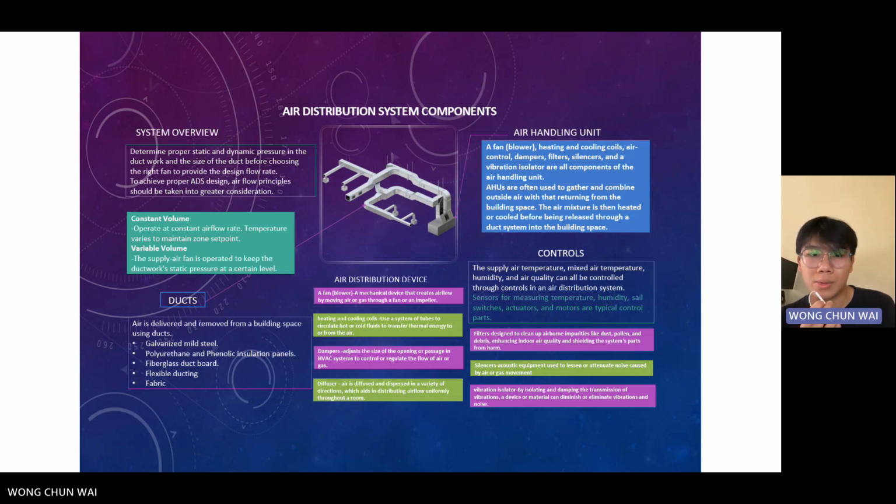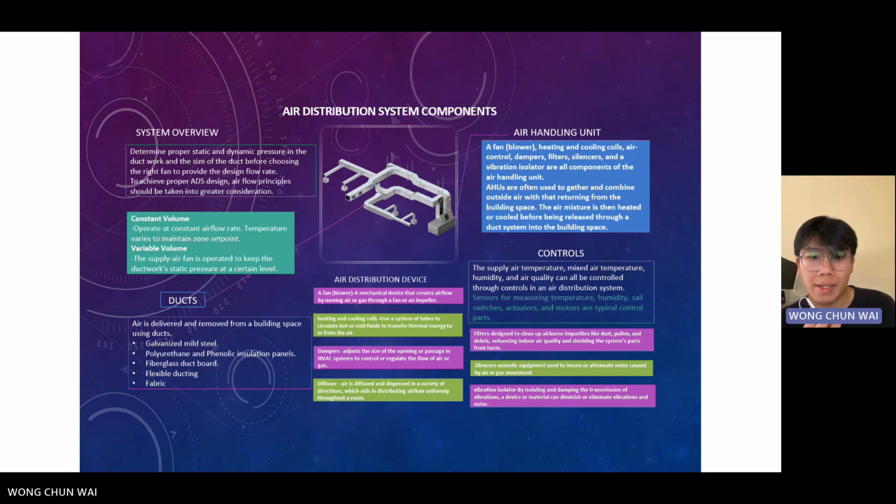So the next thing is to talk about the air distribution devices. Usually, number one, a fan is used to create airflow by removing or supplying the air. Second thing is heating and cooling coil. It uses a system of tubes to circulate hot or cold fluid to transfer the desired thermal energy to the air. So the next thing is damper. It is to adjust the size of the opening or passage in the HVAC system. It's to control and regulate the airflow.